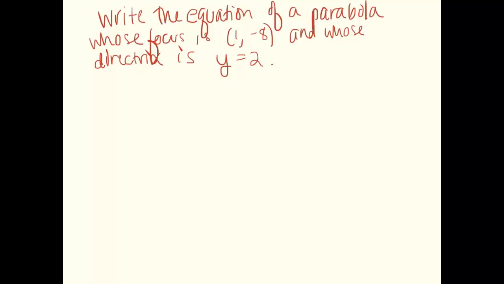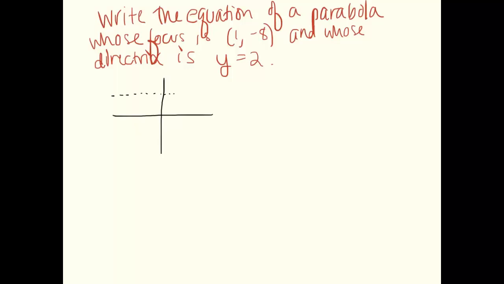I know that if I know the focus and I know the directrix, I can definitely find the vertex because it's halfway in between. The other thing I know from this given information is that since our directrix is horizontal at y equals 2, we must have either an opening up or opening down parabola. I know that it's going to look like y equals something times x squared in this case.